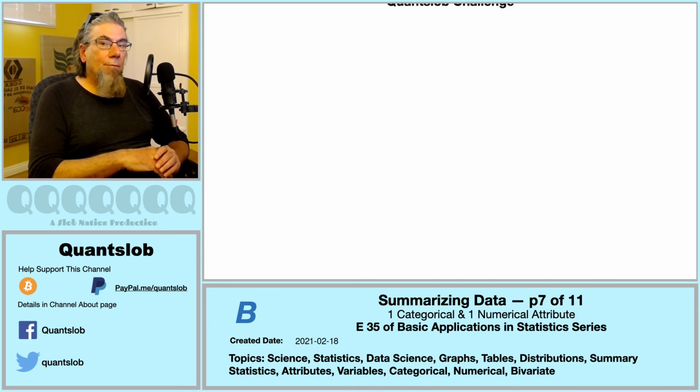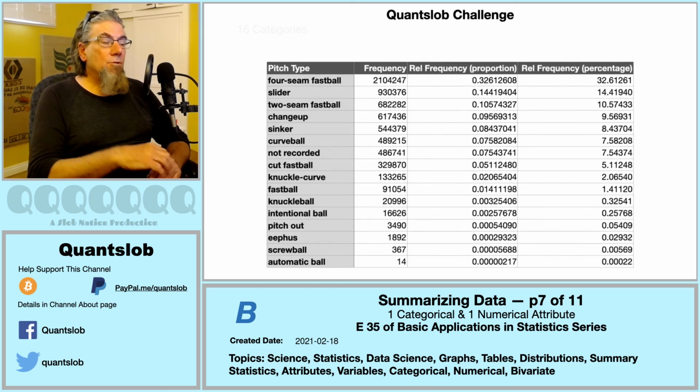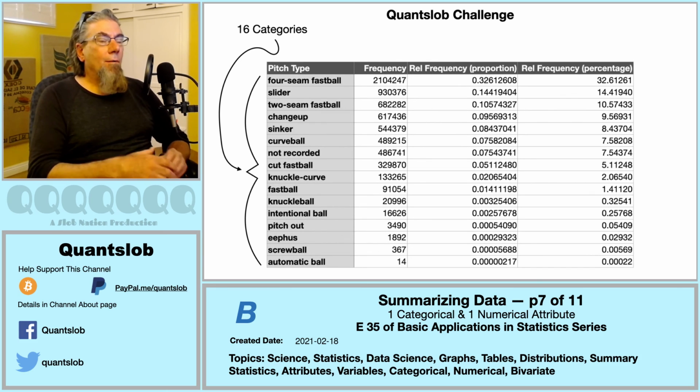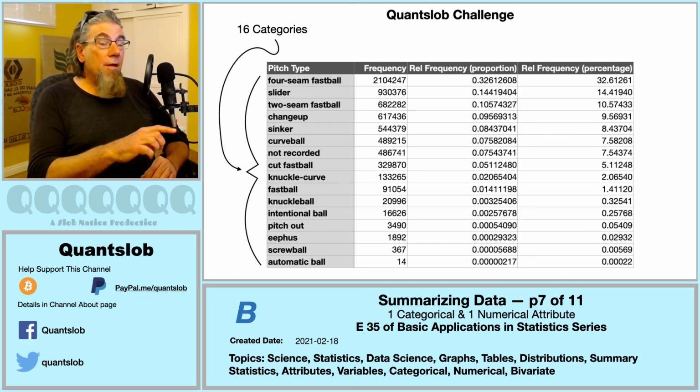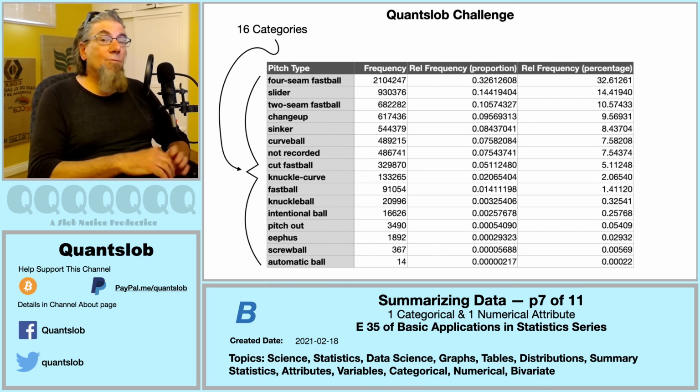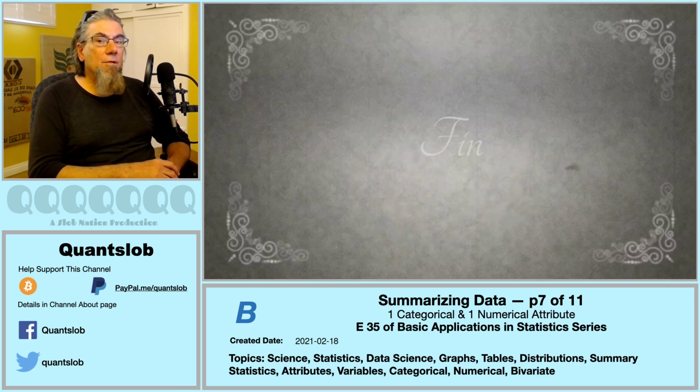Now, before we close out, it's time for our QuantSlab challenge. Pitch type, as originally recorded in our data, is a categorical attribute with 16 categories, or we could say that pitch type is a 16-level factor. So, question: how might we visually display the bivariate relationship between pitch velocity and this original pitch type attribute? We're going to pick this up in the next installment, along with lots more exciting stuff. You're definitely not going to want to miss that.